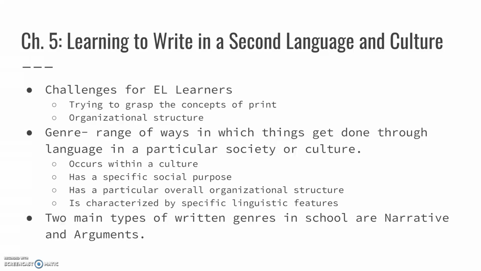Next, we talked about genre, which are a range of ways in which things get done through language in a particular society or culture. And although there are multiple genres out there, what they all have in common is that it occurs within a culture, it has a specific social purpose, it has a particular overall organizational structure, and it is characterized by specific linguistic features. There are 2 main types of written genres in school, which are narrative and arguments.